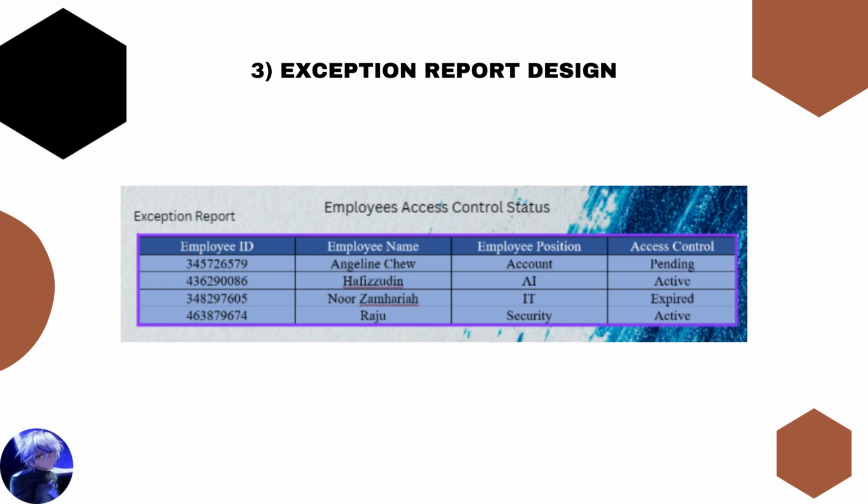It also shows their department, like Angeline Chu, whose department is account, and the access control is pending. So she needs to wait for the approval from the HR to make it active again. And for Nur Zambaria from IT department, she needs to renew her access control. While for Raju and Fizuddin, they have active access control. So this is why we need to have the report.